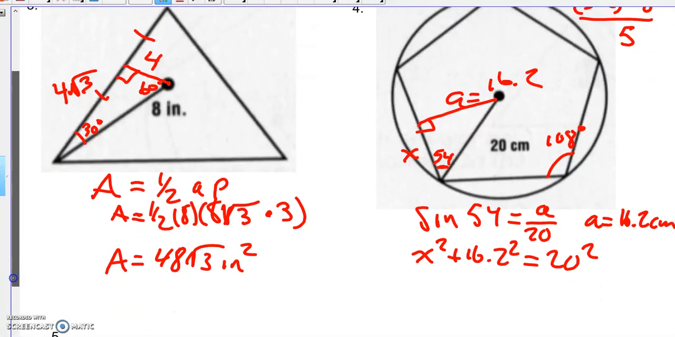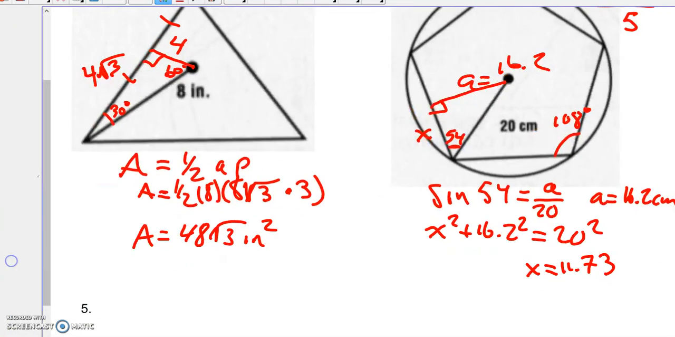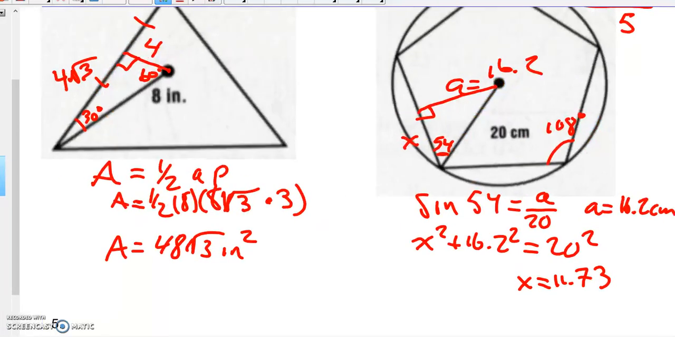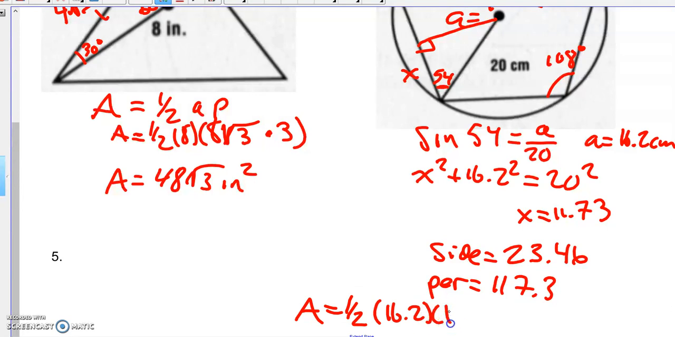Now that I know 2 sides, I solve that. I get that half of my side length is 11.73. So each side's 23.46, and my perimeter is 5 times that. So it's 117.3. And then I'm ready to plug in. My area is 1/2 AP. And that gives me 950.13 centimeters squared for my total area.